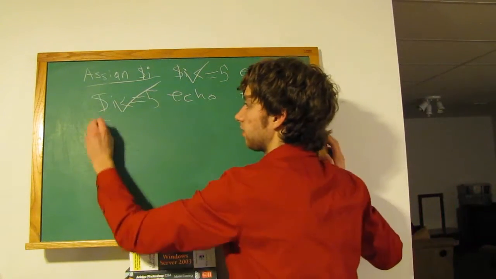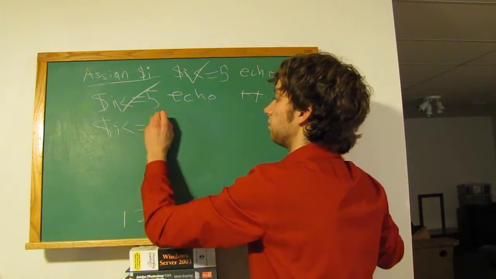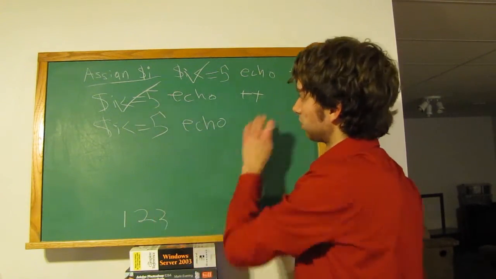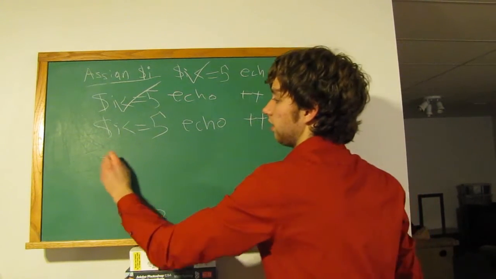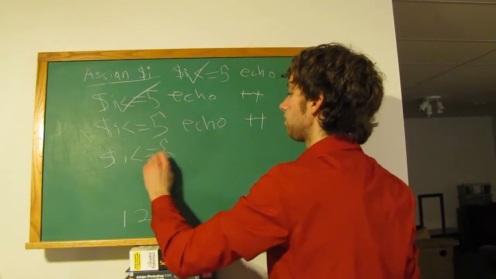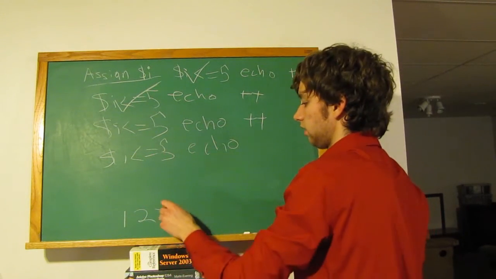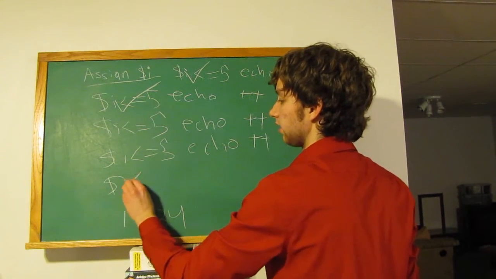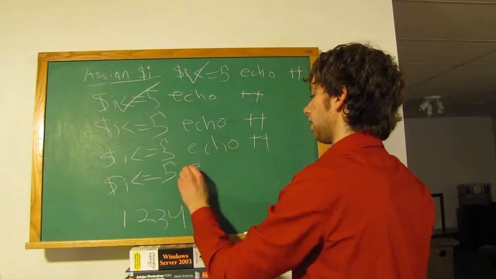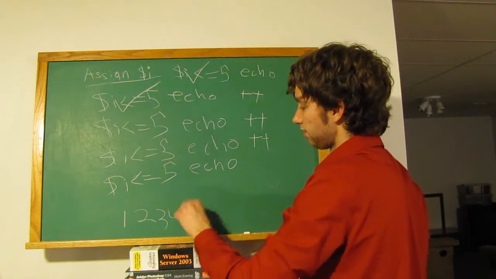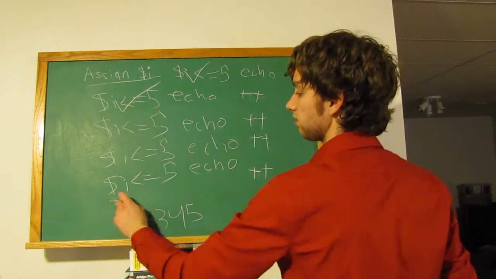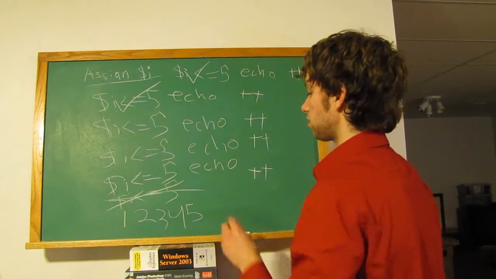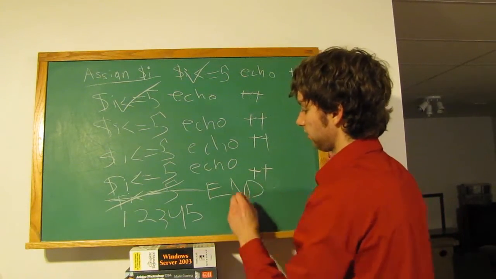Then we test it, less than or equal to 5? Yes. So we echo the value 3, because we changed it, and then we increment it. Is the value of I less than or equal to 5? Yes, it is, so we echo it, 4, and then we increment it. Is the value of I less than or equal to 5? Yes, it is, so we echo it, 5, and then we increment it. Is the value of I less than or equal to 5? No, it's not. So then that is the end of the program.